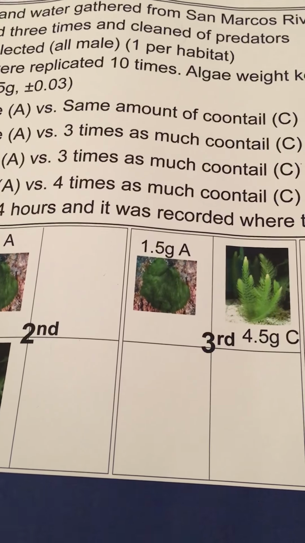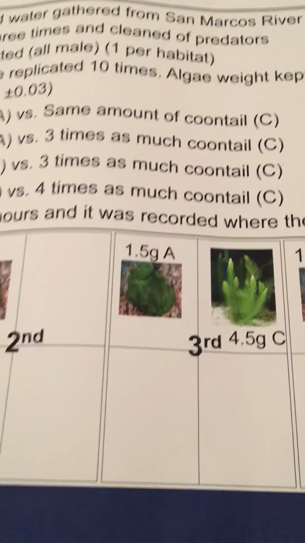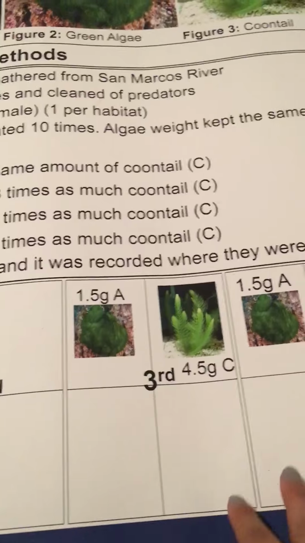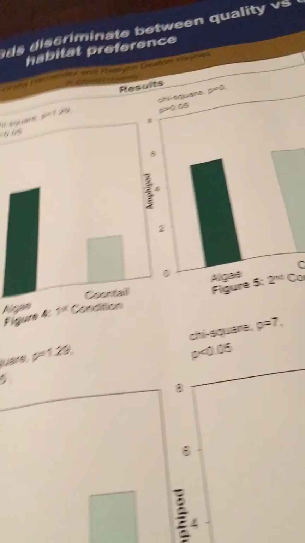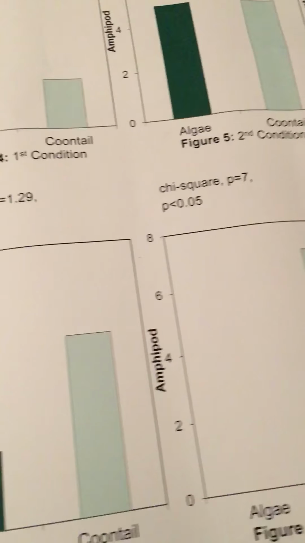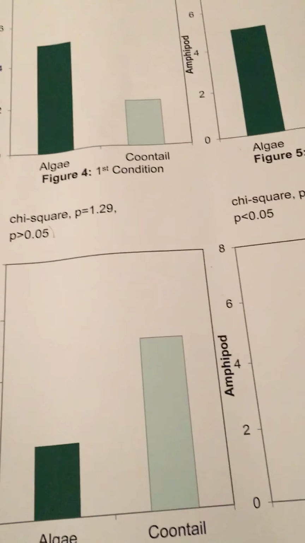We left each amphipod in for 24 hours, and then we recorded where they were found the next day. So these are our results. We performed chi-squares on each condition, and as you can see, their choices did change.